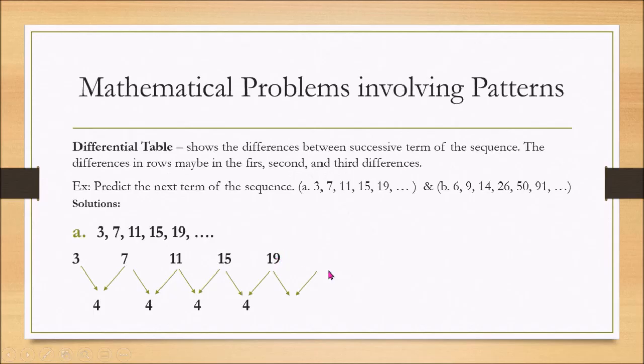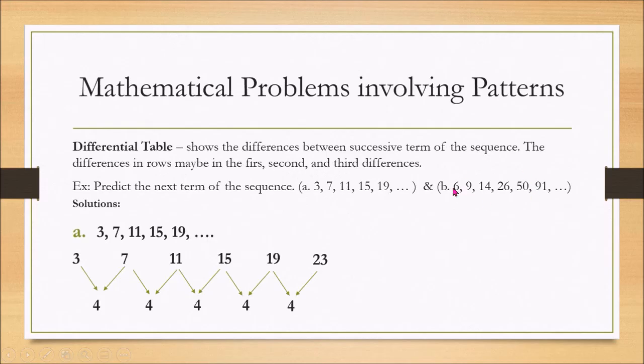after your 19, that is the first, second, third, fourth, fifth, the sixth term of this sequence. We know that the difference is 4, so we will simply add 4 to 19. So 19 plus 4 is equal to 23. So the answer here is 23. The next term, or the sixth term, is 23.